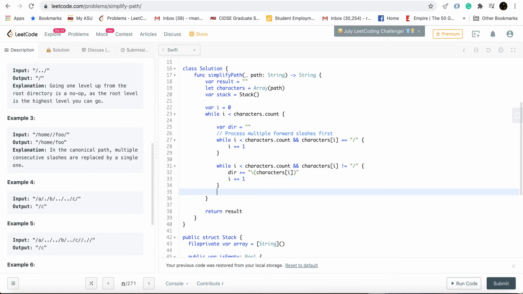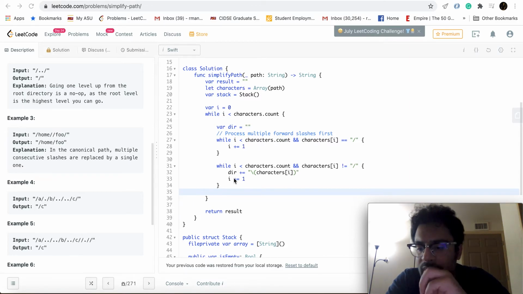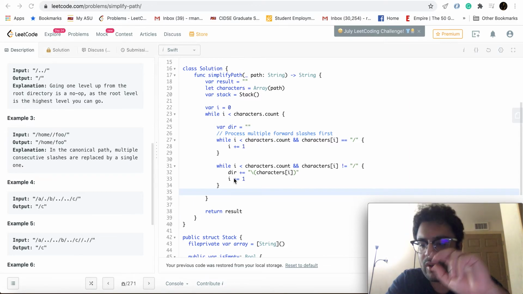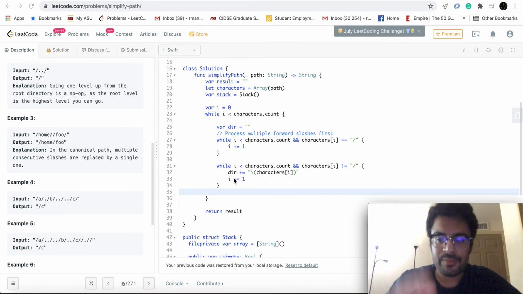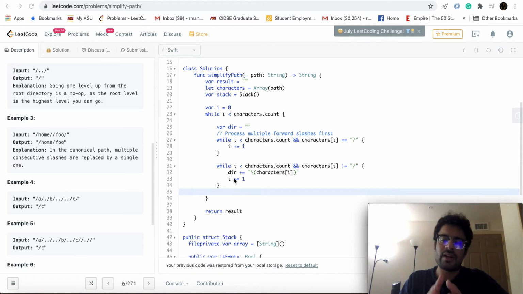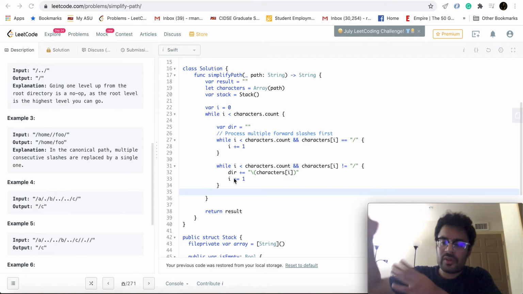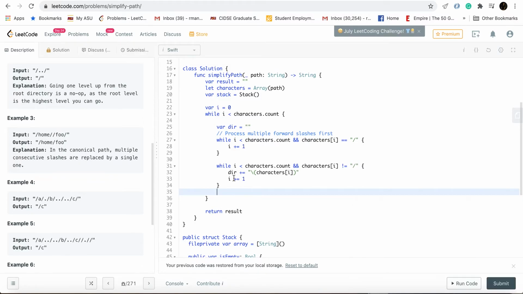Now we have dir. Dir could be one of three things. It could either be a folder name, or it could be single period, or it could be double periods. Cool. We found the entire string. What dir right now has is the entire string before the next set of forward slashes start. That is what dir has at this point in the loop. So we'll process dir at this point.